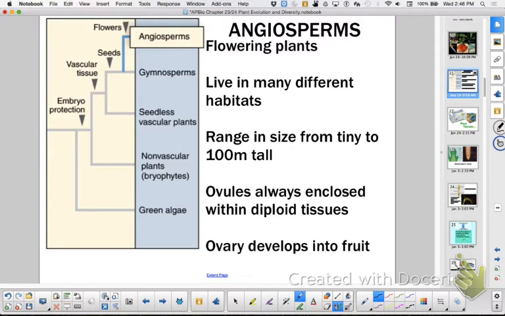Then the next one up is vascular tissue, but bryophytes don't have that. And then we talked about dropping off seedless vascular plants. From here on up, they have seeds. And then from here on up, they have flowers. Flowers, lots of habitats, tiny to big, and the ovary develops into fruit.